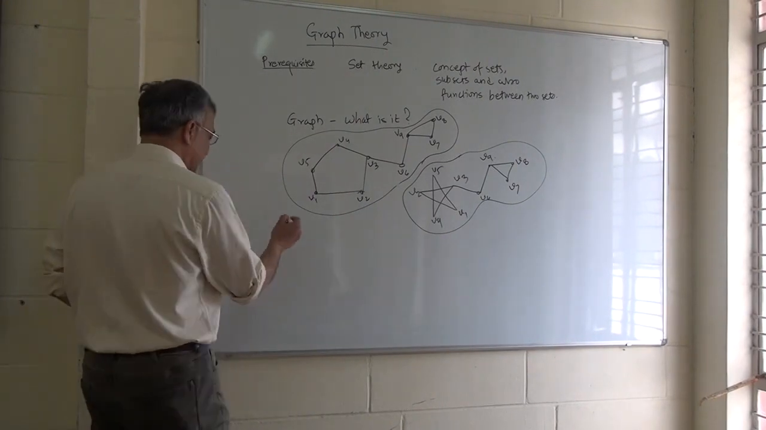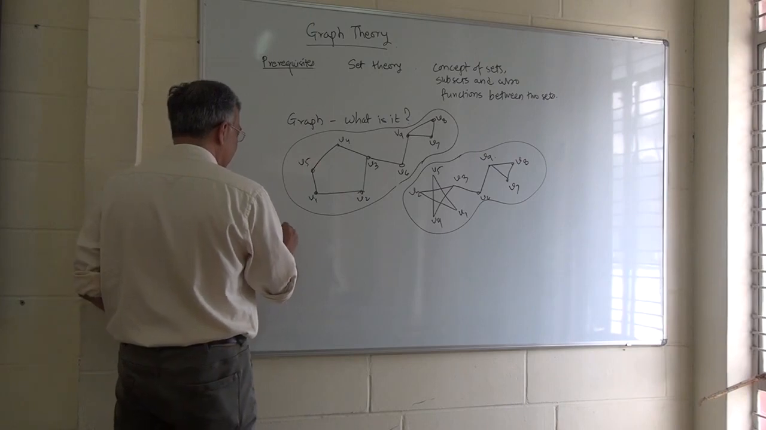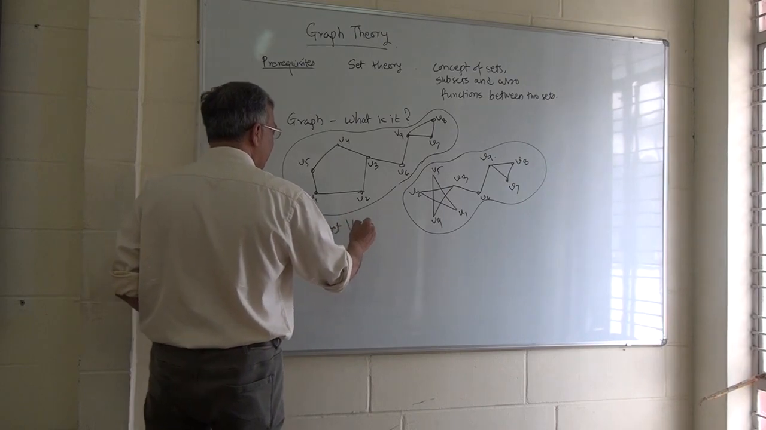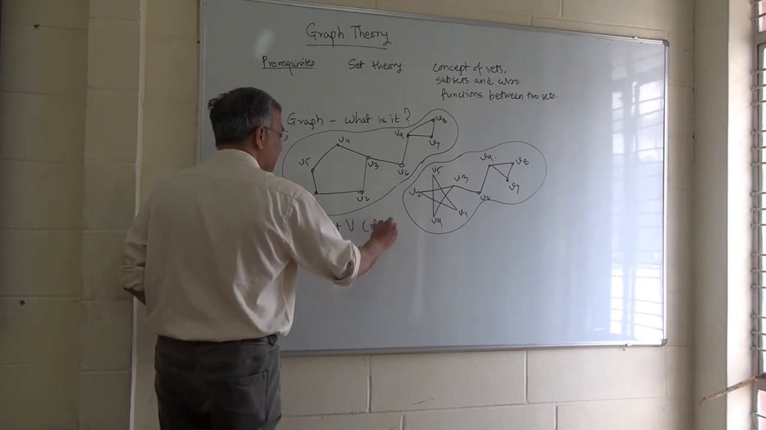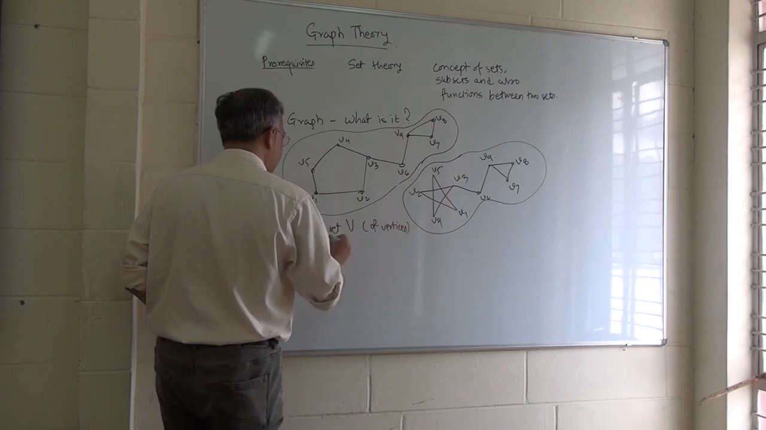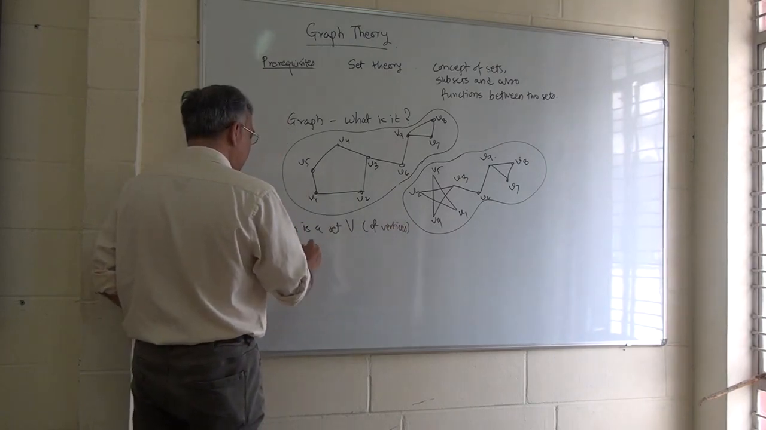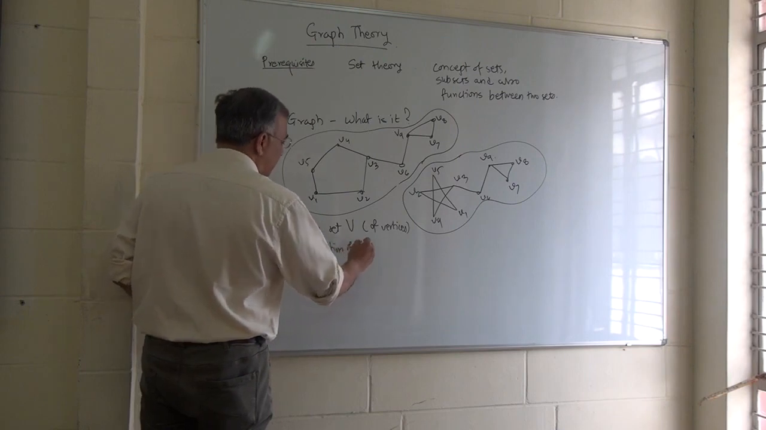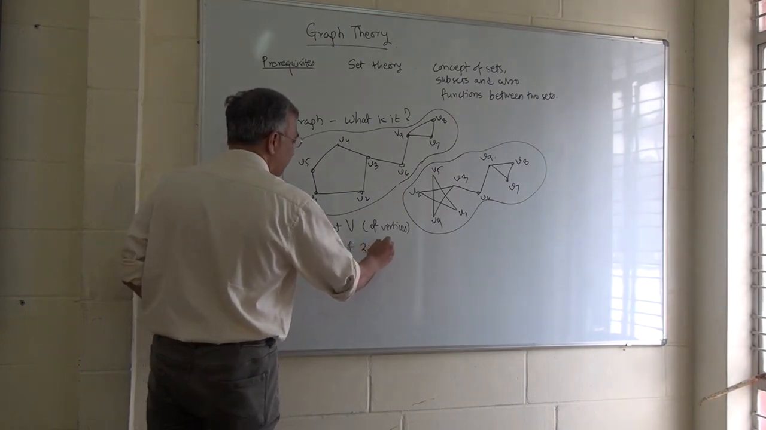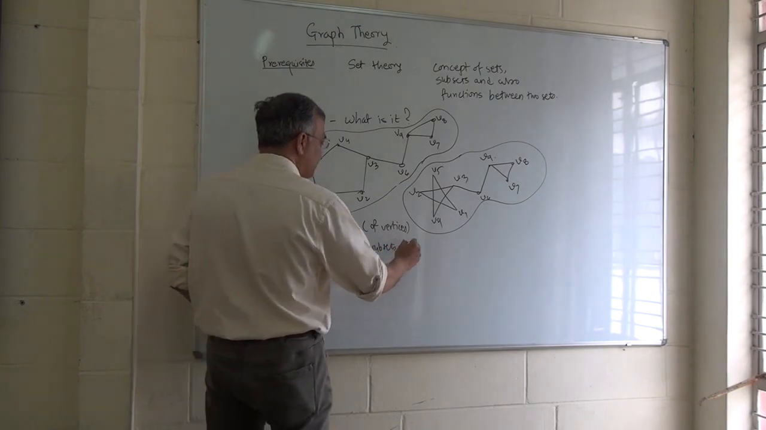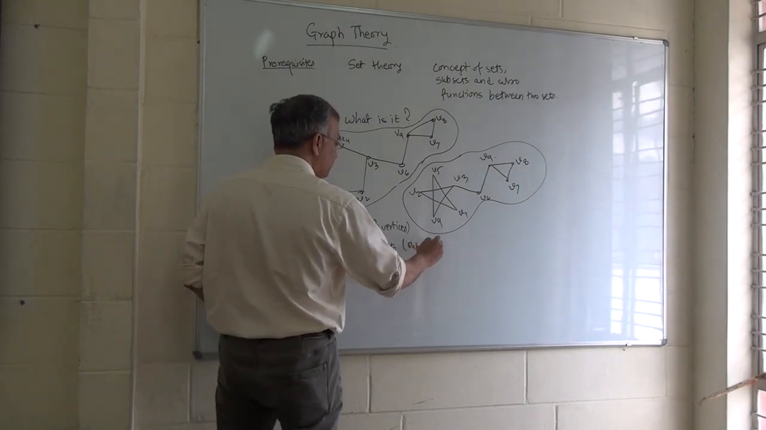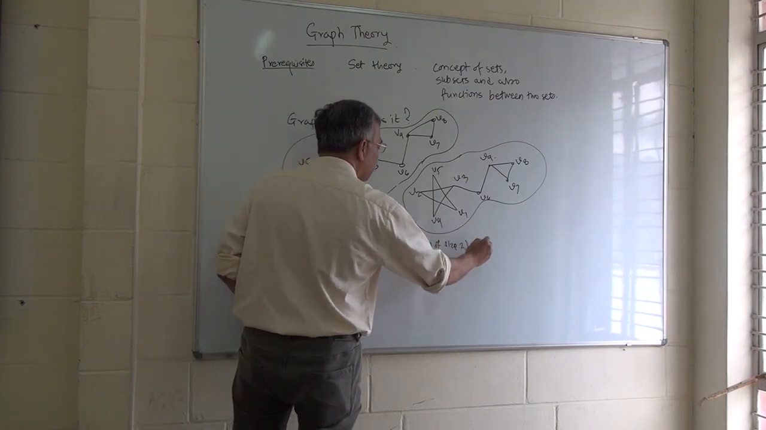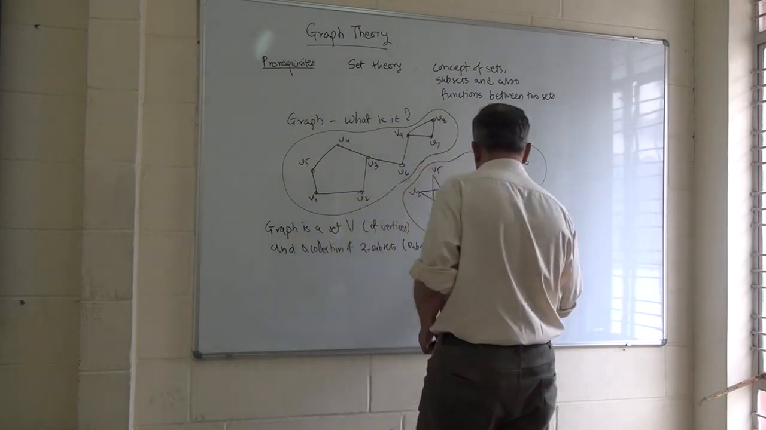So what is a graph for us mathematically? A graph is a set V of vertices and a collection of two subsets, that is, subsets of size 2, of V. These are called edges.